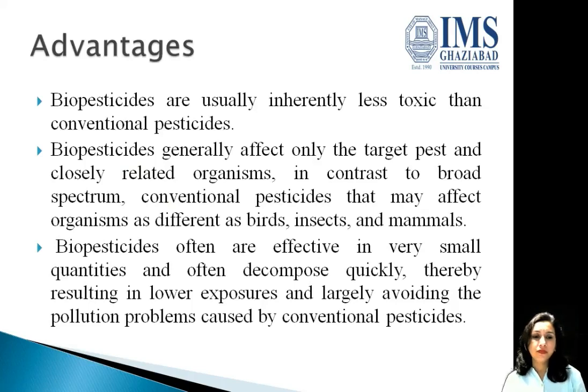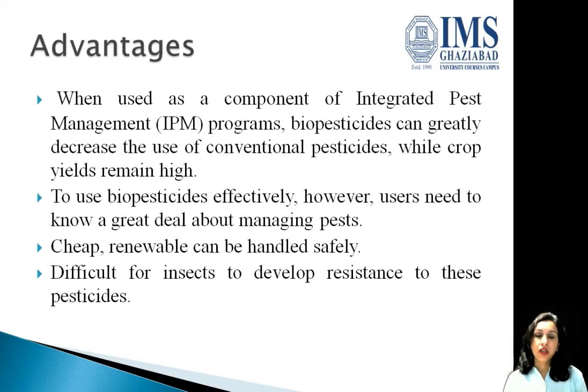Let's come to the advantages. Biopesticides are often very effective in very small quantities and often decompose quickly, thereby resulting in lower exposures and largely avoiding the pollution problems caused by conventional pesticides. When used as a component of IPM programs, biopesticides can greatly decrease the use of conventional pesticides while crop yields remain high. To use biopesticides effectively, however, users need to know a great deal about managing pests. They are cheap, renewable, and can be handled safely. It is difficult for insects to develop resistance to these pesticides.